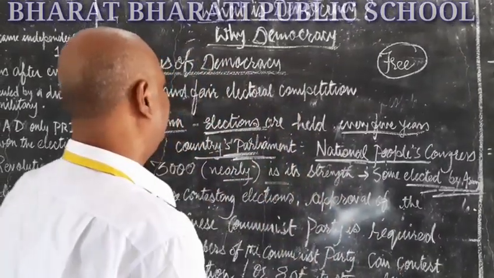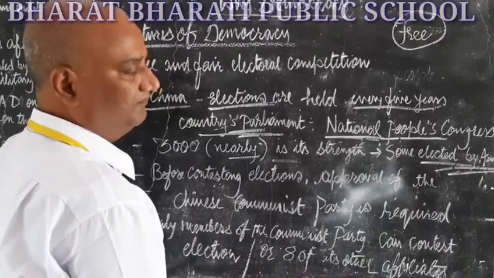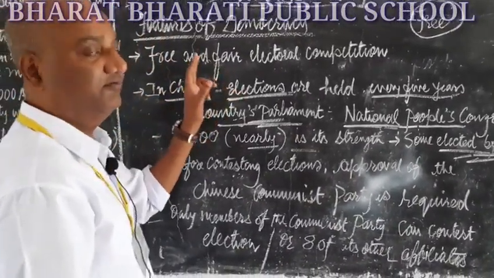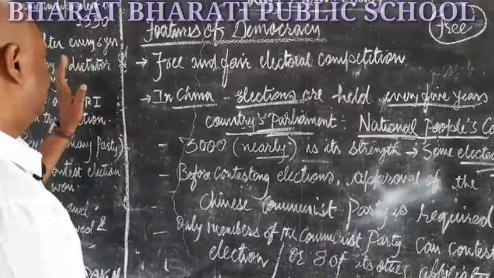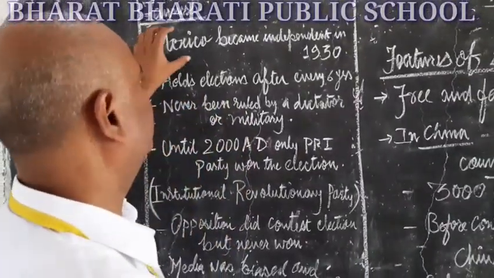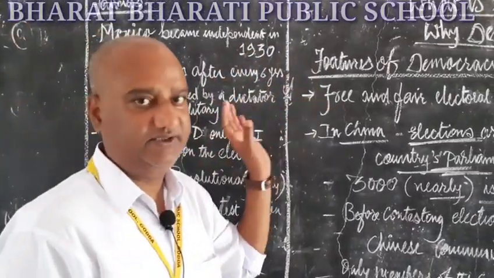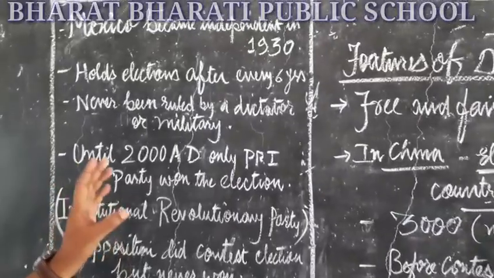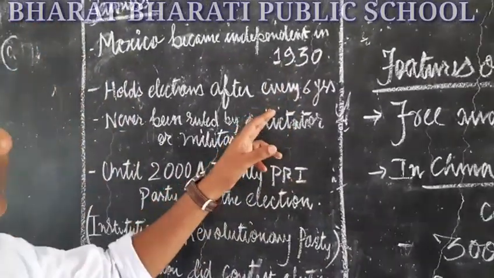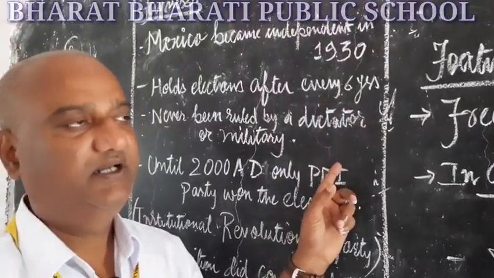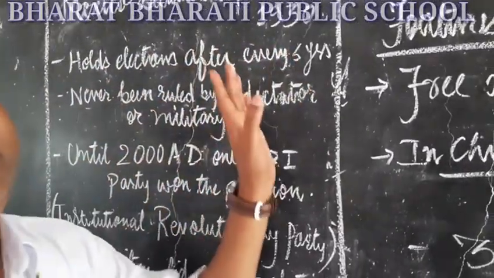Let us move to another example, Mexico, because these two features are very important for democracy. One is the freedom to contest election, and second, the fairness of election. Let us see how fairness can also sometimes be violated or denied, through the example of Mexico, which, as we know, is a North American country. It became independent in the year 1930. After 1930, Mexico also adopted a democratic setup. In Mexico, we have democracy, and elections are held in order to elect representatives. However, elections in Mexico are held every 6 years, fine.